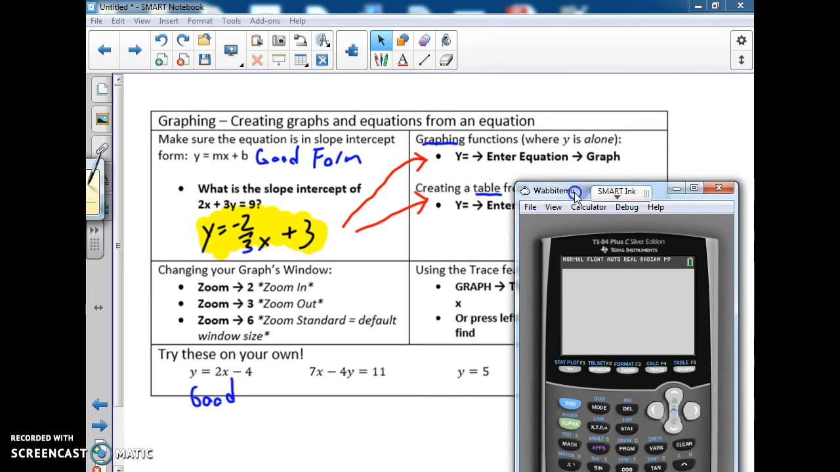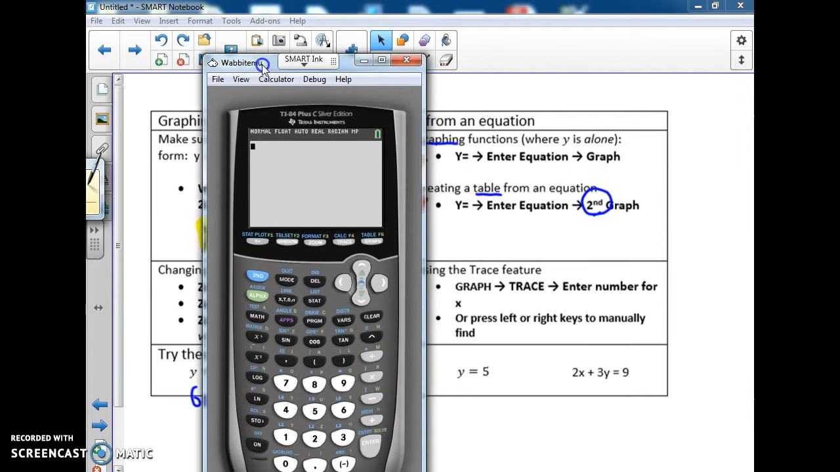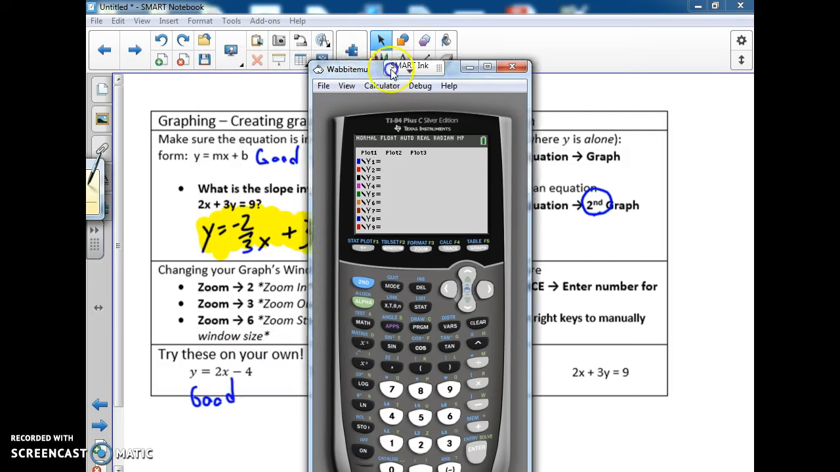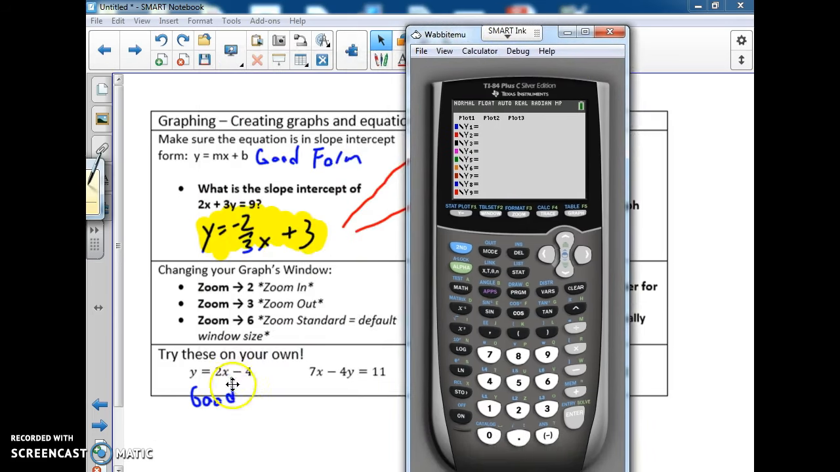So again, we're going to press, let's move it over here just briefly. We're going to press y equals. We're going to come up. I already have that something in there, so I'm going to clear it. I'm going to enter the equation. And this equation needs to be in good form, and it is. So we're going to put in 2x minus 4.